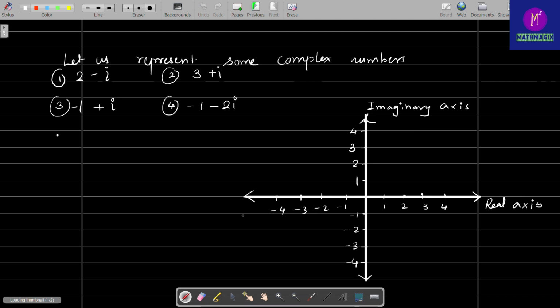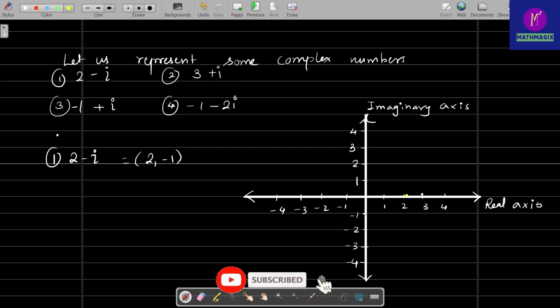Now let us see how to represent a few complex numbers on this. Let us see the first number that we have here, that is 2 minus i. 2 minus i we can write in a coordinate form as 2 comma minus 1 because here the imaginary part is minus 1. So let us try to represent that. So 2 comma minus 1. So I'll take 2 distance on the x-axis or real axis and minus 1 distance on the imaginary axis. So minus 1 distance and 2 distance. So this is the point that we require in this case, and this is nothing but 2 minus i.